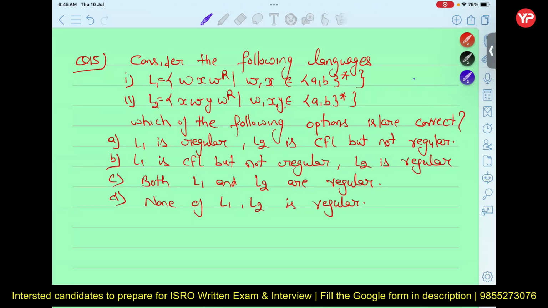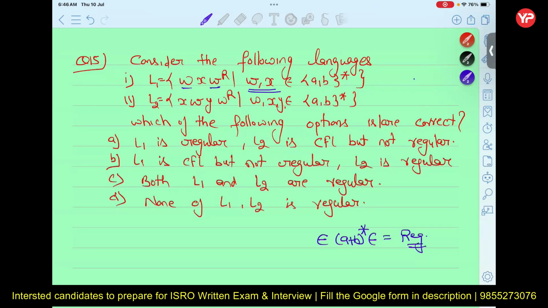What is the L1 language? By just seeing W and WR, we may think that it's a CFL but not regular. But you have to check these two conditions also. Here, both W and X belong to (a,b)*. So by just putting W as epsilon, WR as epsilon, we can generate anything. And we know that it's just regular.